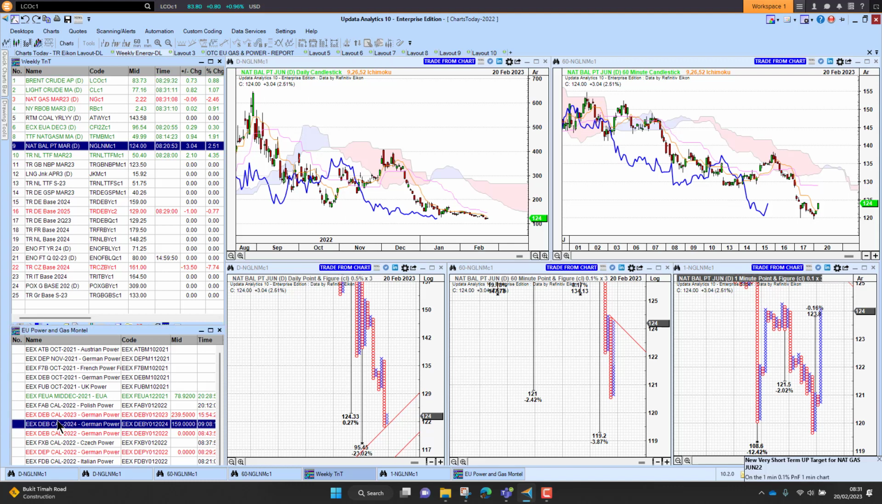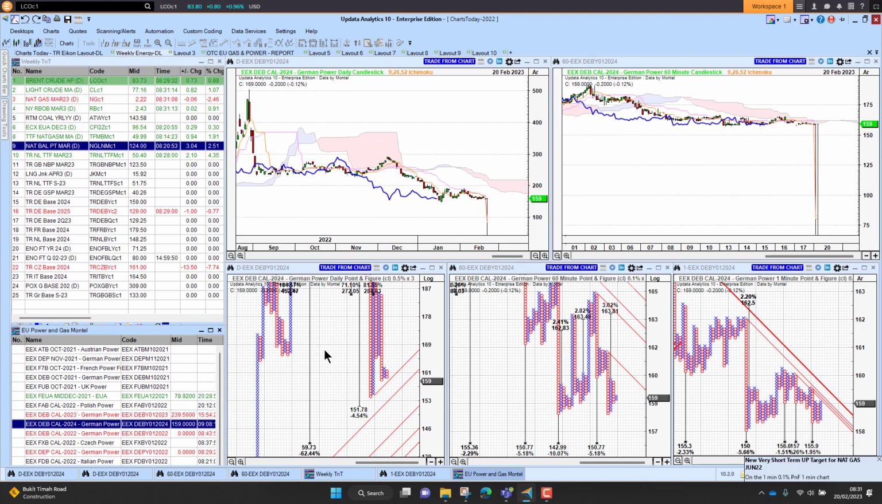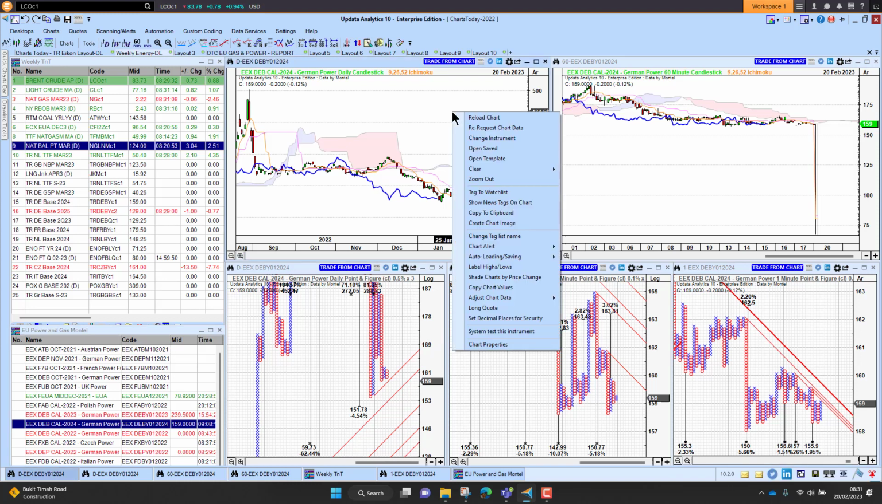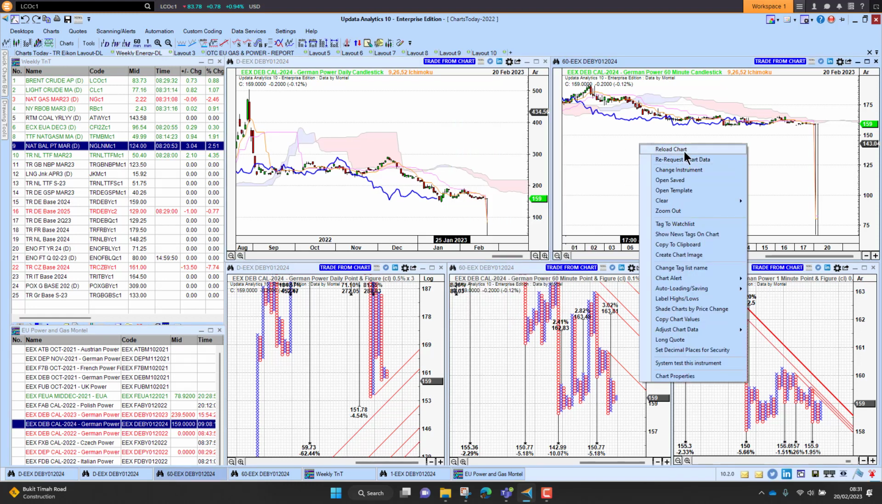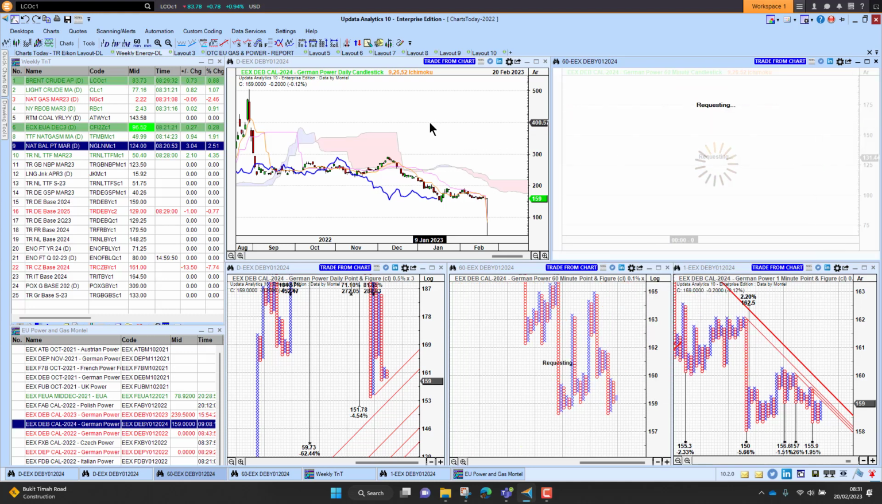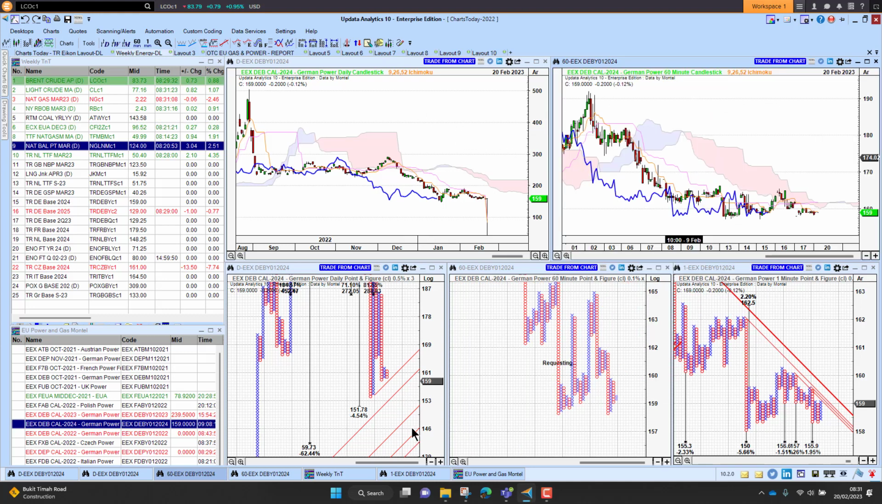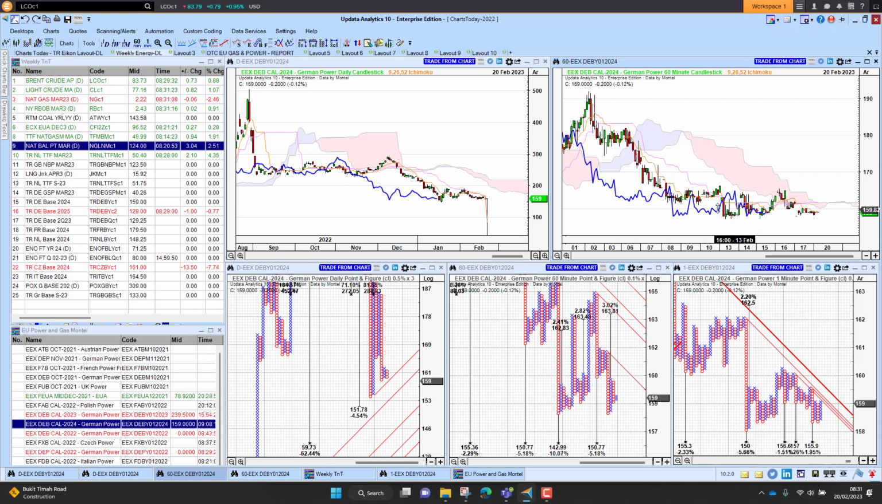Last of all, we take a look at power, and we look at the German power contract on EEX, and just requesting the data there and an update there. So we've got these targets to the downside. We put this out on our report this morning, so really quite critical that we hold this sort of 155 level. We do have downside targets, quite a lot of them, so still quite negative for power prices.